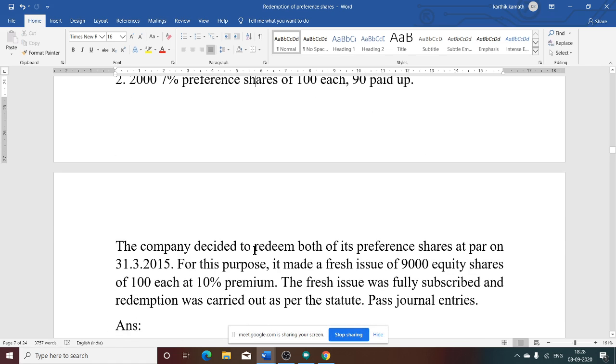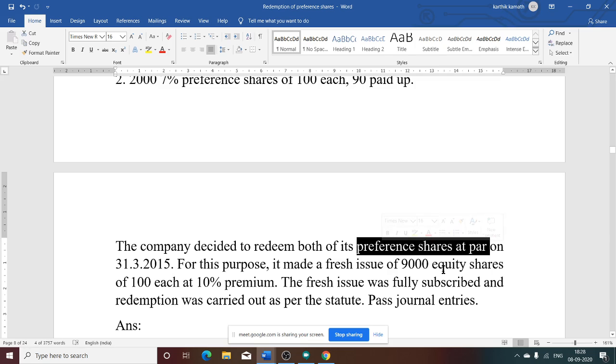Now, continuing. The company decided to redeem both of its preference shares at par. In the previous problem, the company redeemed the preference shares at premium, but in this problem the company decided to redeem at par. Par means equal to the issue price. Suppose the issue price is 100, the company is giving them at 100 only, not at a more amount, not at a less amount. So that is redemption of preference shares at par on 31st March 2015.